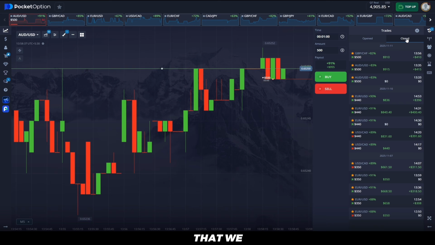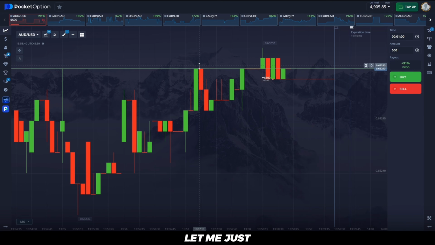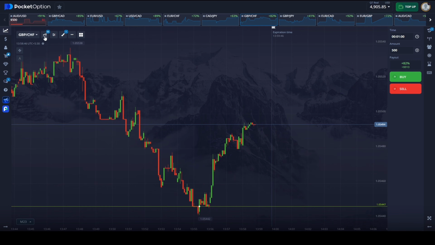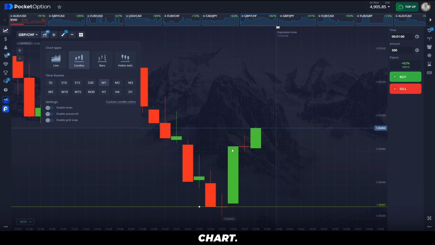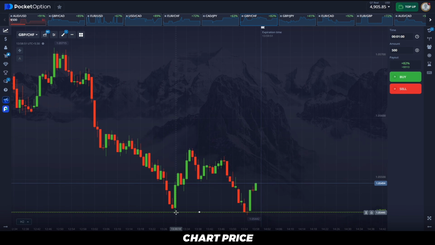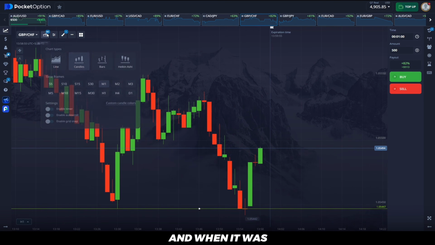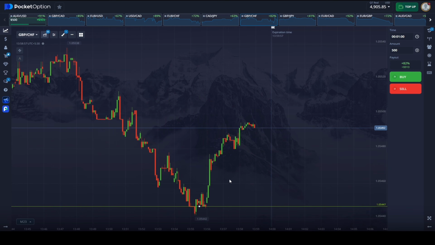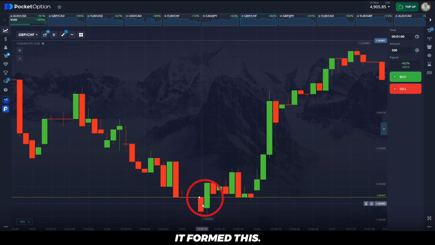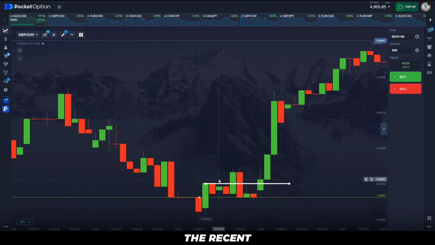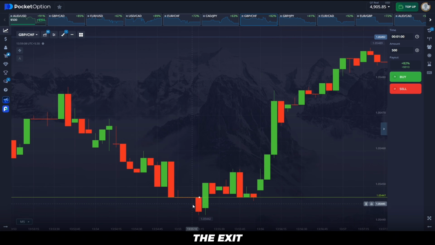The last trade that we took on this chart, let me just show you the exact confirmation. Let me show you the 1 minute chart. On the 1 minute chart, price stopped at the support, tried to break, and when it was trying to break, it formed this reversal pattern. My entry was here because I got another breakout from the recent level. So this is the exit confirmation.